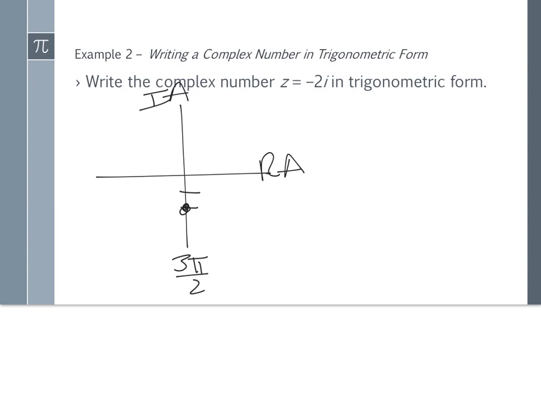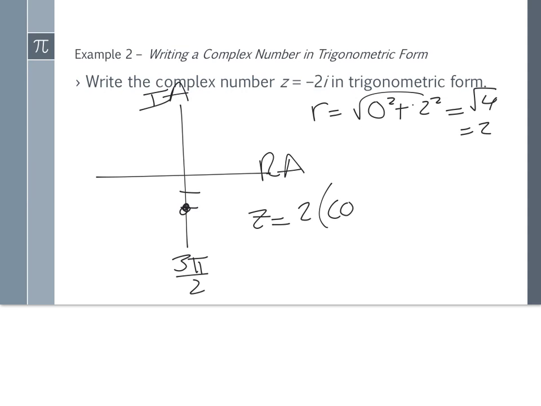So that was what I was referring to earlier. If we land there, then it's easier just to use those quadrantal angles when we're expressing it. We also need r. R is equal to the square root of a squared, which is 0, plus b squared, negative 2 squared. Take the square root of 4, you get 2. So our answer for that is going to be z equals r, which is 2, cosine of 3 pi over 2, plus I sine 3 pi over 2. And that would be the trig form of the complex number.